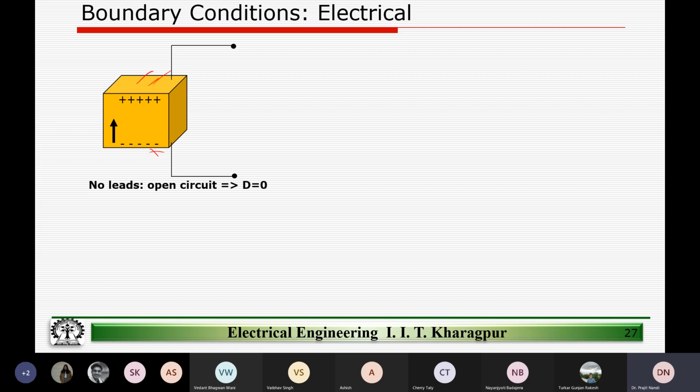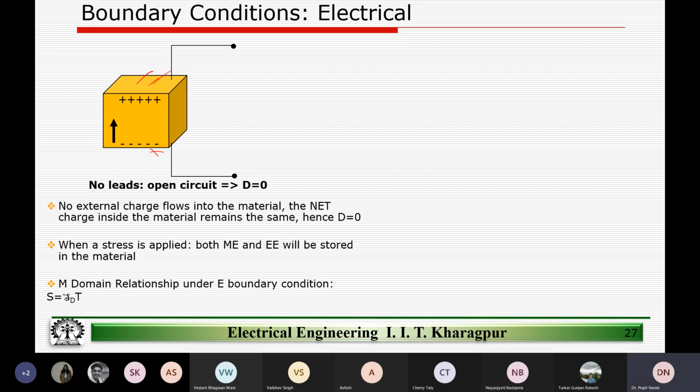So when D is equal to 0, meaning we are not displacing any charge, under this scenario, if we apply a stress, what is going to happen? Let me see if I have the animation. No, I don't have the animation for this. I've mentioned it, so you can read it. Actually, both mechanical as well as electrical energy will be stored. Why both? Because when we are stretching, the material is deforming, right?